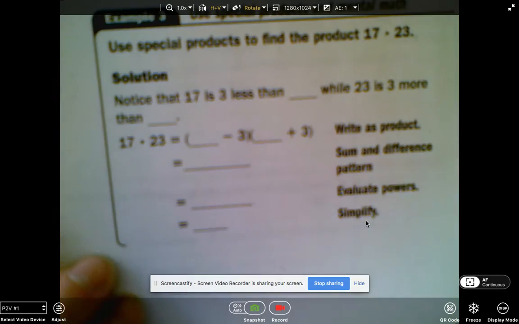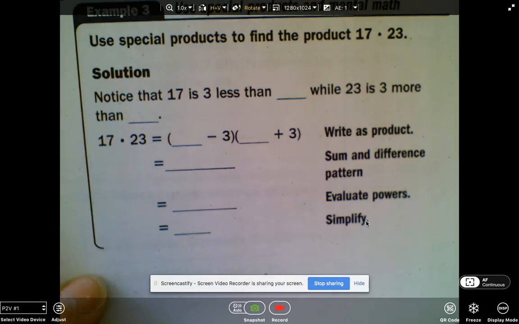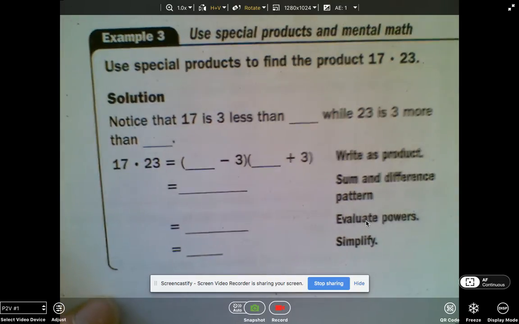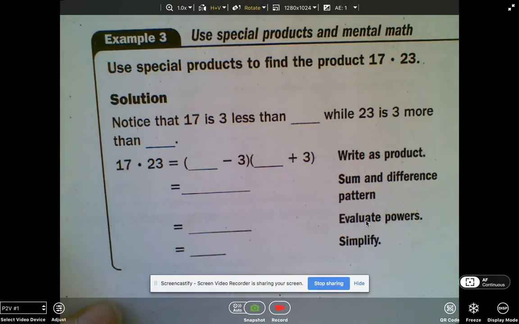This is a cool trick and application of this sum and difference, but for the fact that I'm not there to teach it to you, I think we're just going to skip it for now.